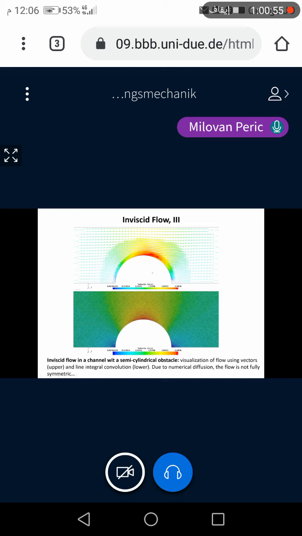So you see here a visualization of velocity vectors by using arrows, or below, the flow pattern is shown by the so-called line integral convolution. So it's kind of streamlines, not quite streamlines, but it shows what the flow pattern looks like.